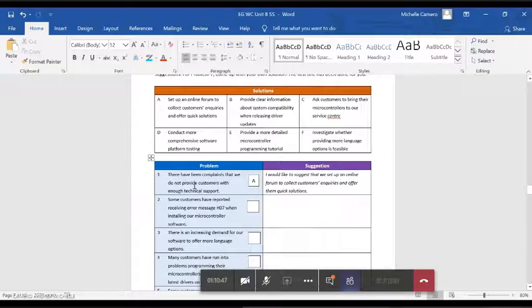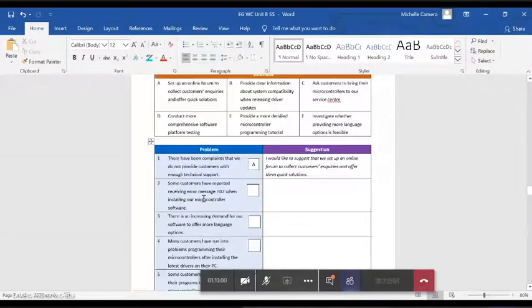There have been complaints that we do not provide customers with enough technical support. So what is a possible solution? A is the answer. Set up an online forum to collect customers' inquiries and offer quick solutions. All right, so let's do these. Let's try to find the answers to these.